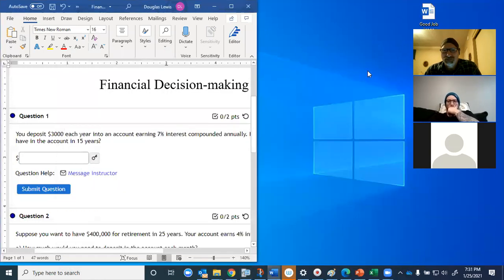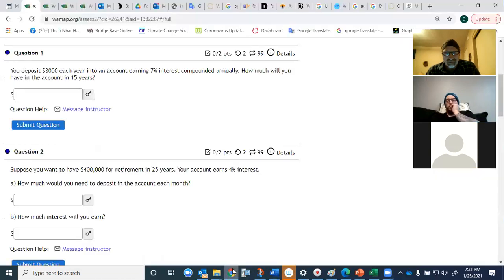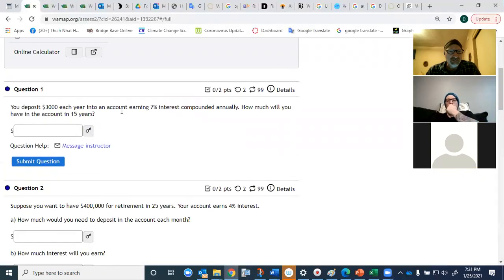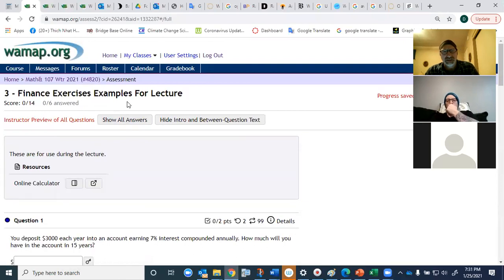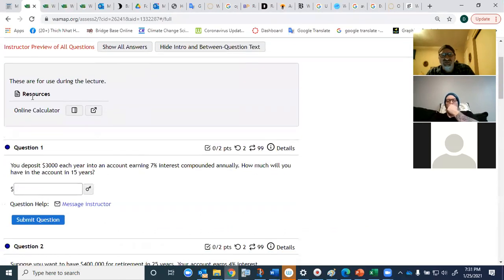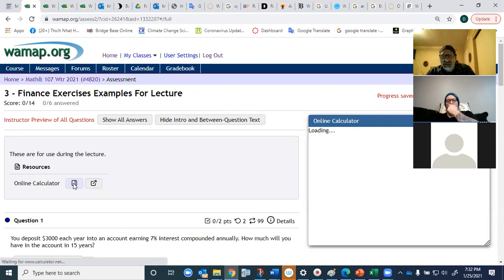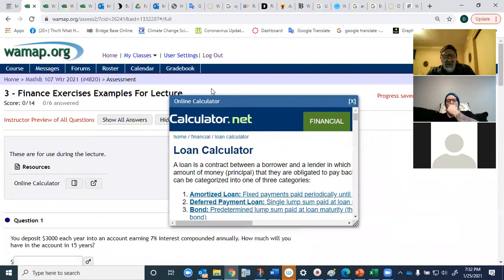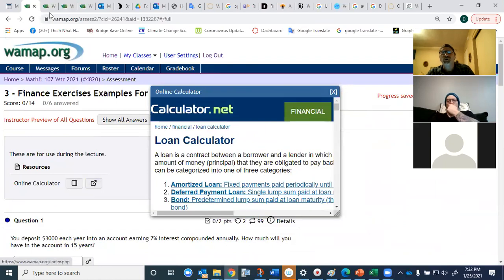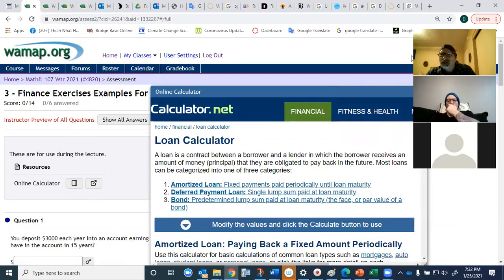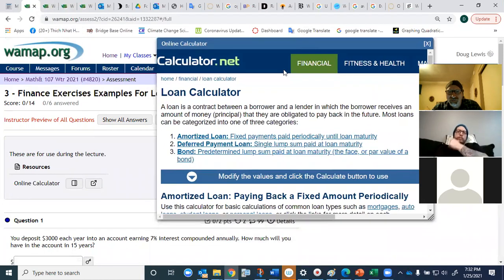So anyway, for those of you who do not have that TI-84, let's go to the exercises. When you open this up, it says resources right at the top. There's an online calculator. If you click here, it'll open the calculator right on the page, and you can work the problem there. If you click here, it'll open a new tab for you. I do have to make it bigger and move it around.